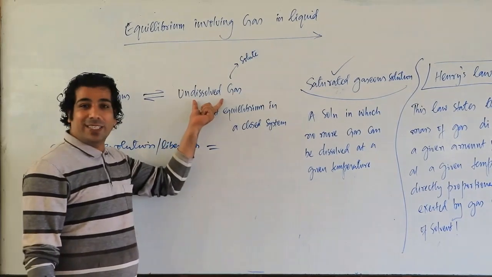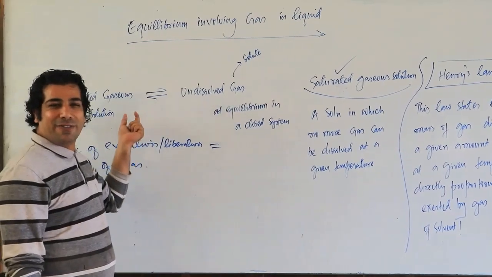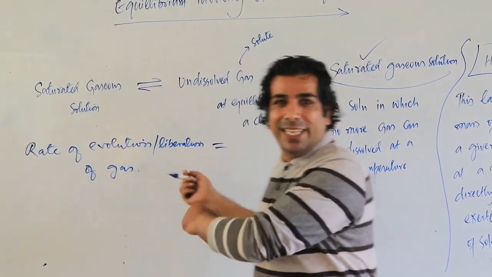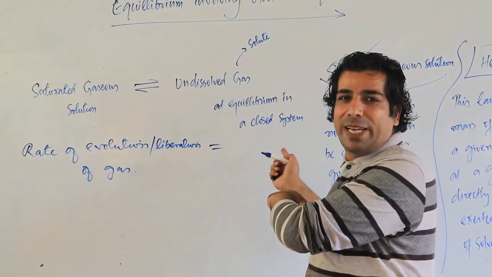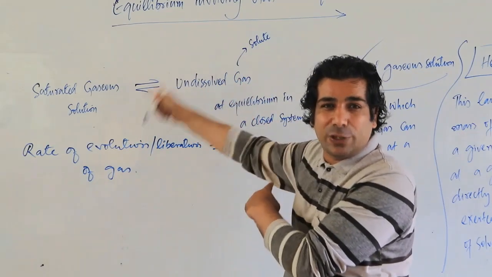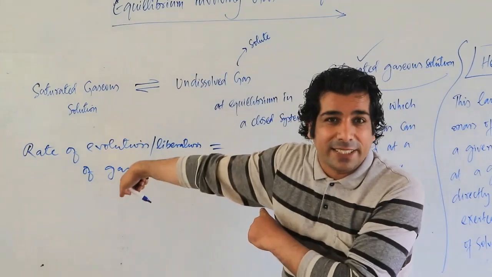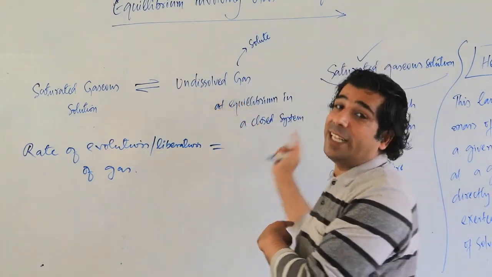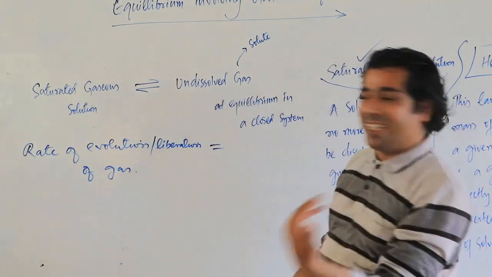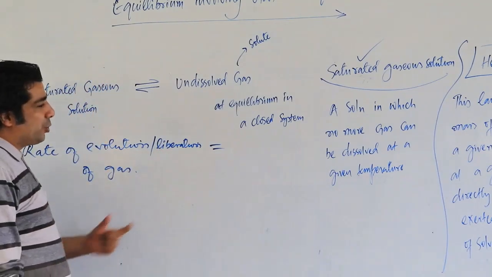Now the 3 students are waiting outside the classroom. Let us suppose 0.1 ml of gas is coming out from the saturated gaseous solution, then the same amount, 0.1 ml of gas, will go inside. Because it's outside, it's undissolved, so it will enter inside. In the same way, 3 students are going out, 3 students are coming inside. Just like that, the rate of evolution or liberation of gas should be equal to.